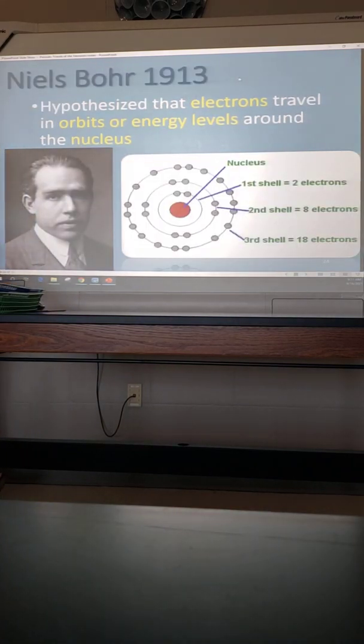All right. Finally, we have Niels Bohr. He hypothesized that electrons travel in orbits or energy levels around the nucleus.